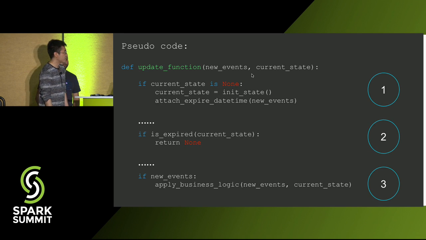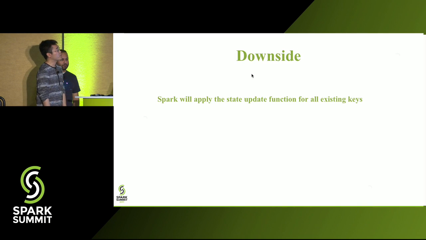And then the third step is basically, if there are new events, then let's just apply whatever your business logic is to the new events plus the current state. So that's the procedure code. And of course, everything comes with a price tag. There's no free lunch.